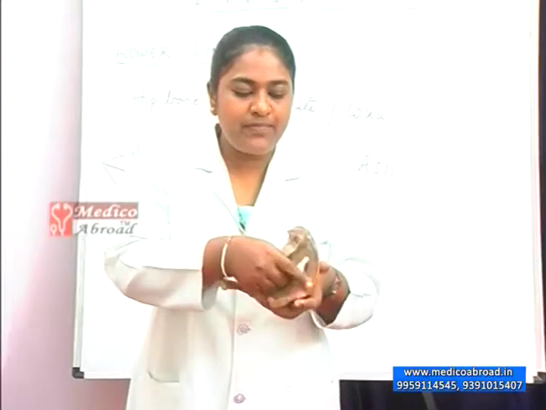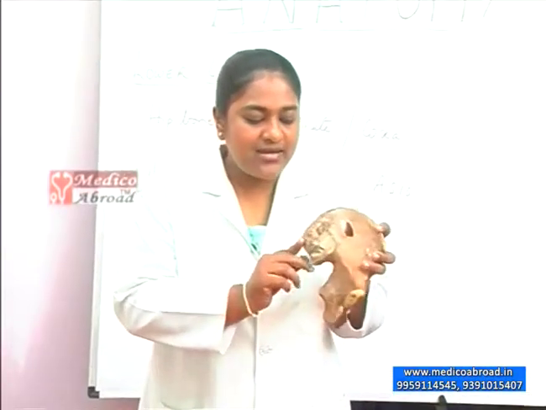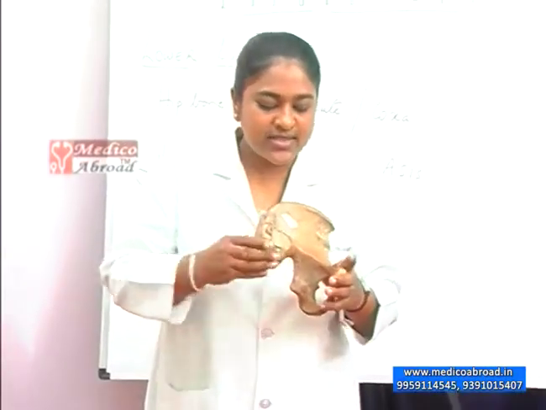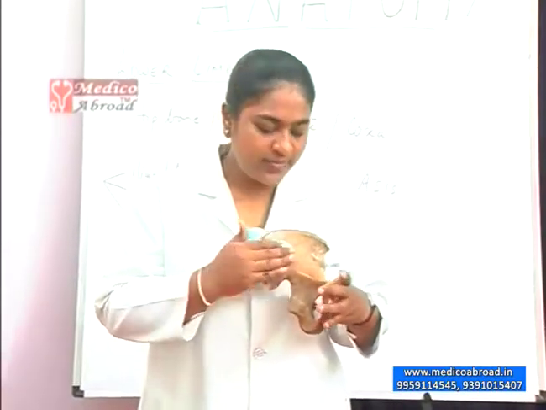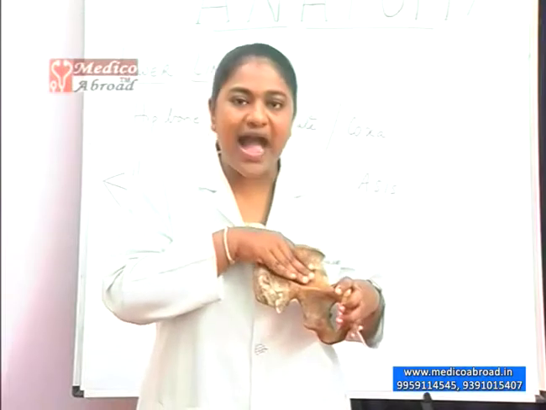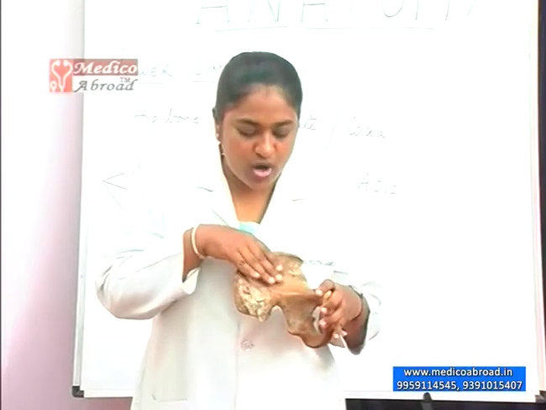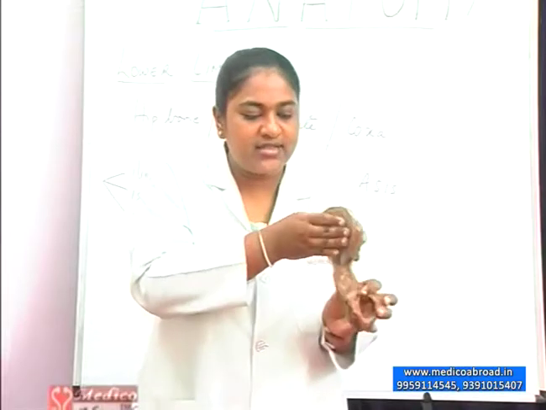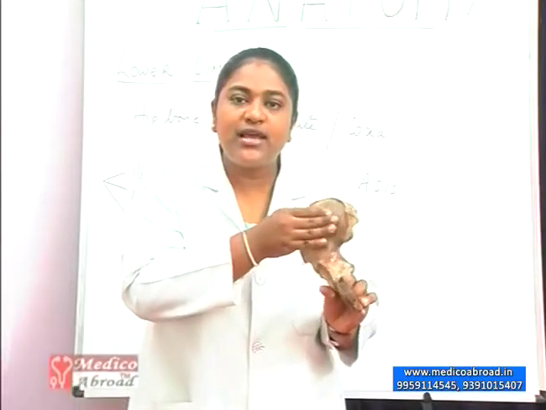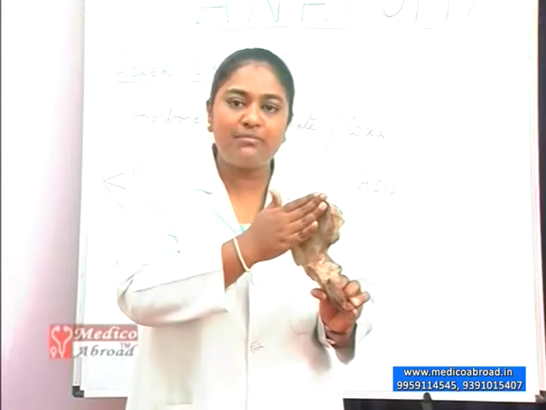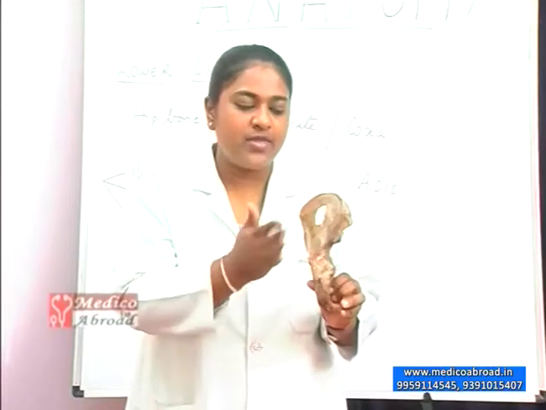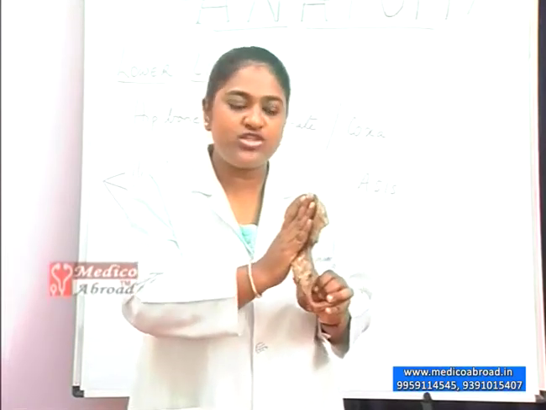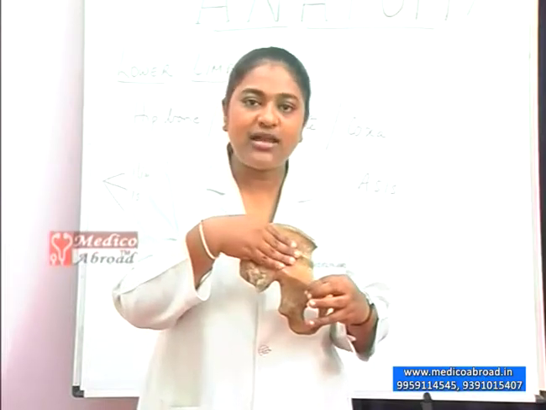Now as you come posteriorly and inside here, this is the inside surface of the hip bone. This is called the iliac fossa. On the outside, this is called the gluteal region, because the gluteal muscles take their origin from here. This is the gluteal region, and this is the iliac fossa.